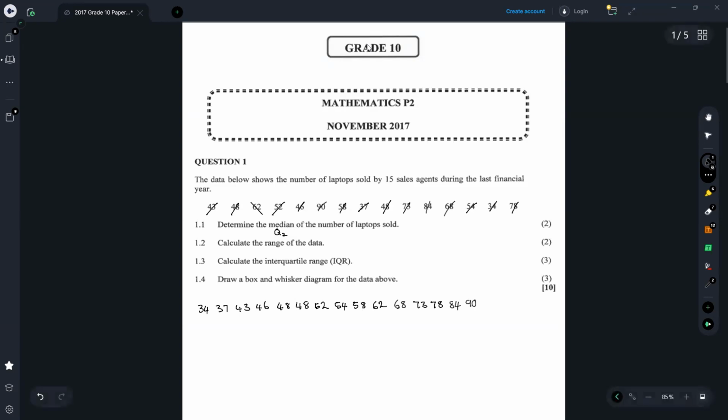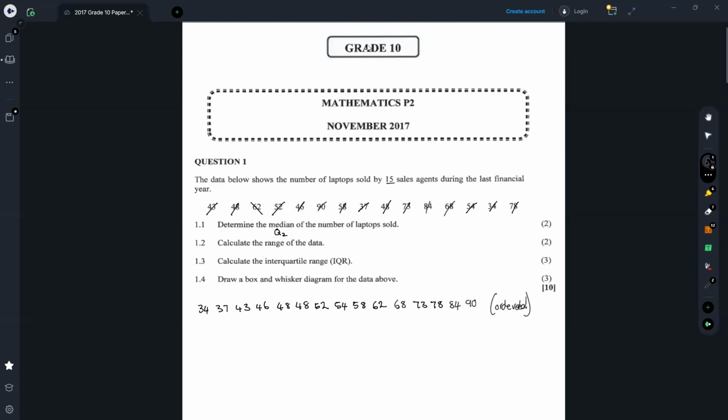So we can even count, just to be sure, that we have 15 sales agents, meaning that we have 15 values here. So 1, 2, 3, 4, 5, 6, 7, 8, 9, 10, 11, 12, 13, 14, and 15. That being the last number. So now we have our data that is ordered, right? Okay. So it means that we can now look for the median, which is Q2.